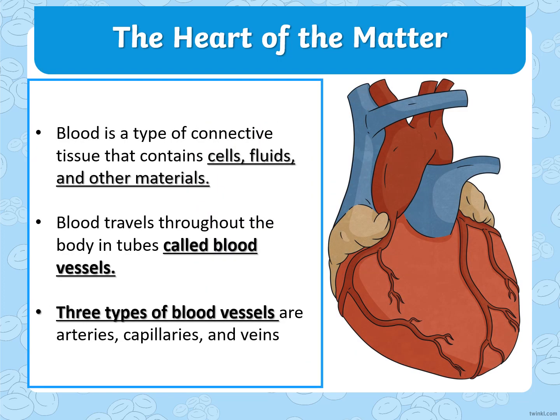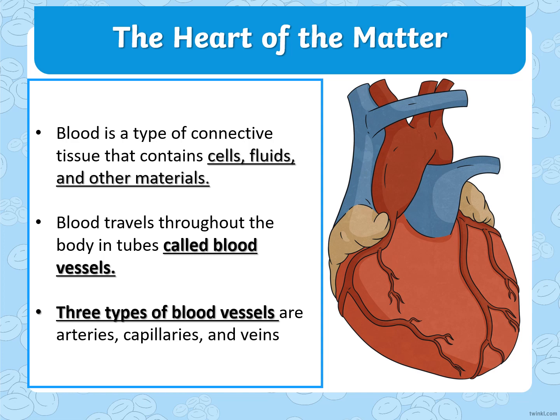Then let's talk about the blood. Blood is a type of connective tissue that contains cells, fluid, and other material. The blood travels through the body through tubes called blood vessels. The blood vessels are part of the cardiovascular system. The three types of blood vessels are arteries, capillaries, and veins.